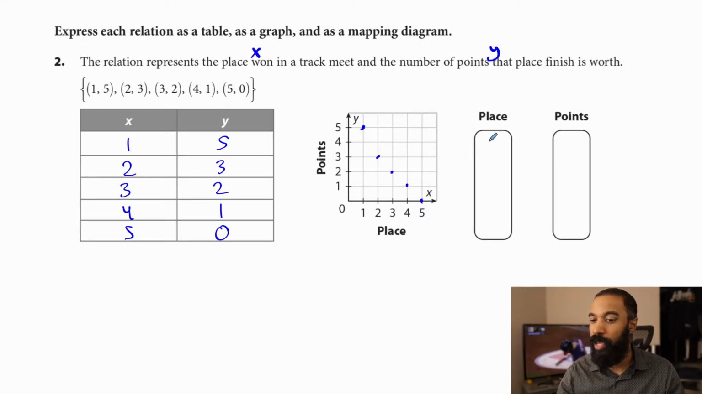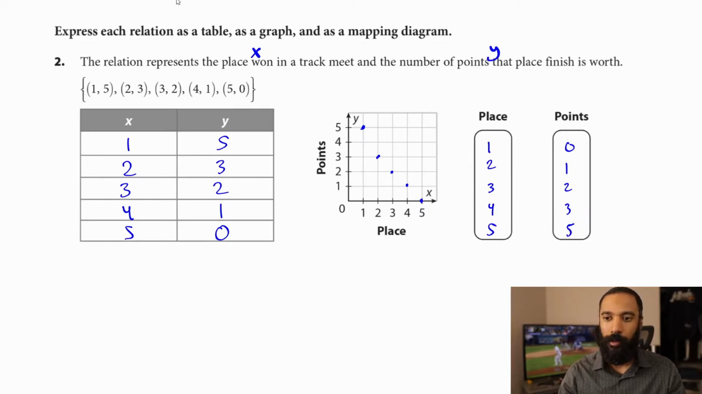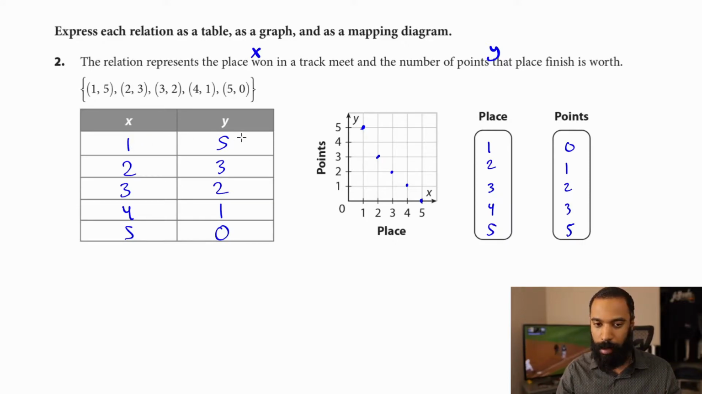I have in increasing order, 1, 2, 3, 4, and 5. And then in increasing order for range, the points, I'm going to start with 0. And I'm going to put 0, 1, 2, 3, and 5. No repeats. But what you have to be careful of this time is to make sure they map to the specific value. 1 is going to map with 5. Over here, so 1 goes down with 5 like that. And then 2 maps with 3. 3 maps onto 2. 4 and 1, and 5 and 0.